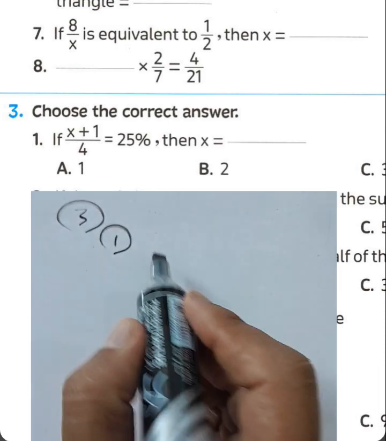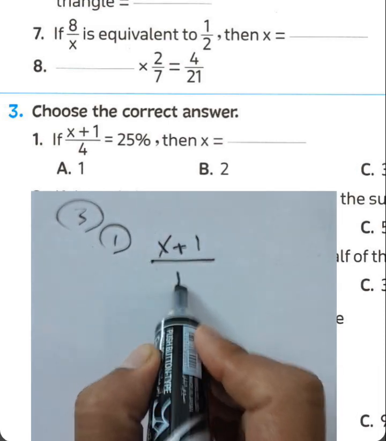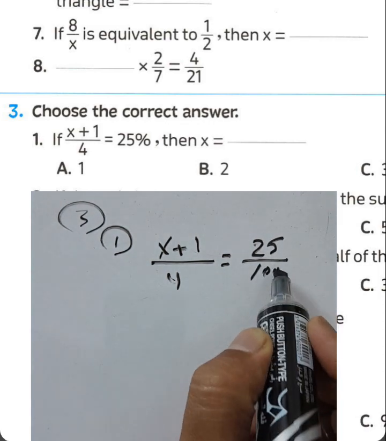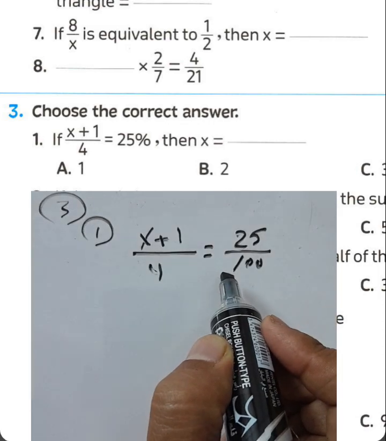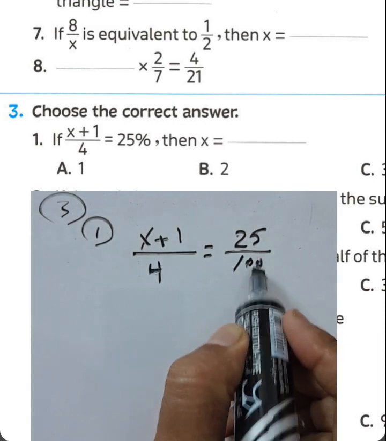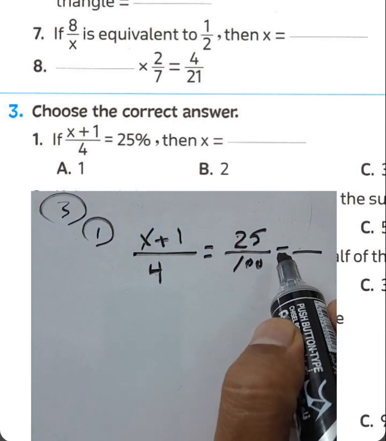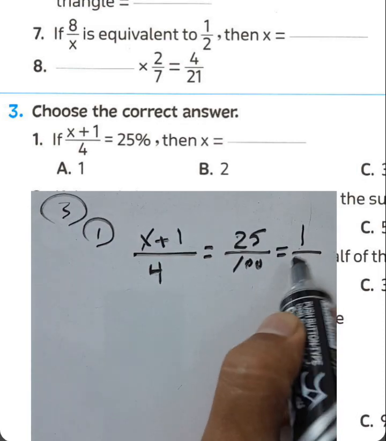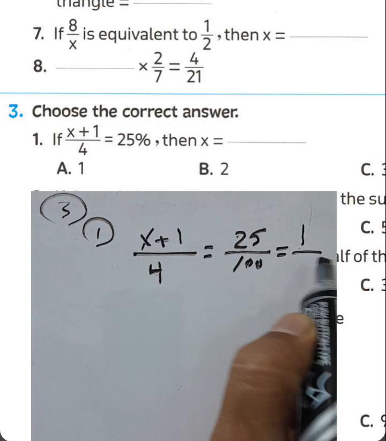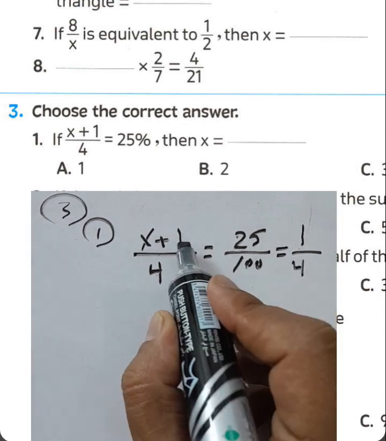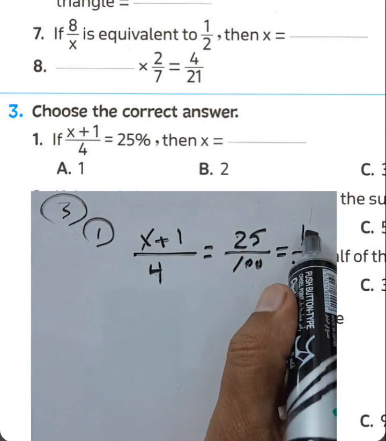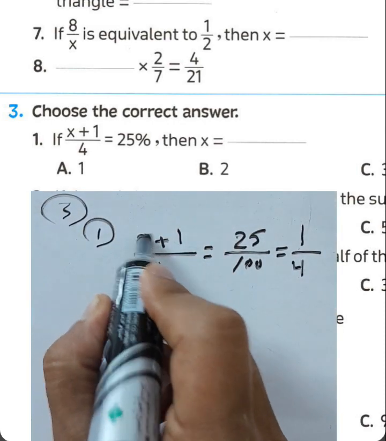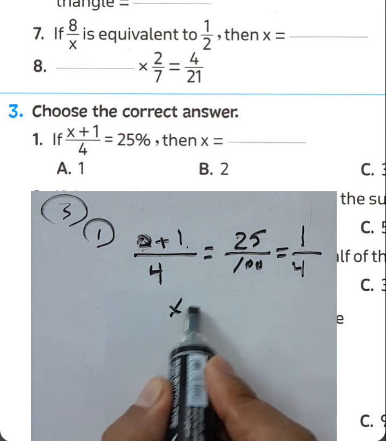We have x plus 1 over 4 equals 25%. 25% means 25 over 100. You can simplify it by dividing the numerator and denominator by 25: 25 divided by 25 is 1, and 100 divided by 25 is 4. Then x plus 1 over 4 equals 1 over 4. Then x here will be 0, because 0 plus 1 equals 1. Then the value of x equals 0.